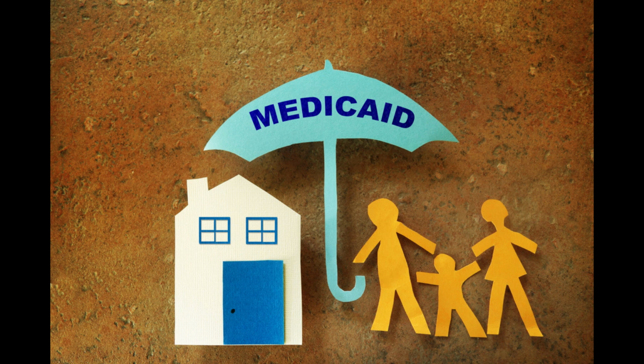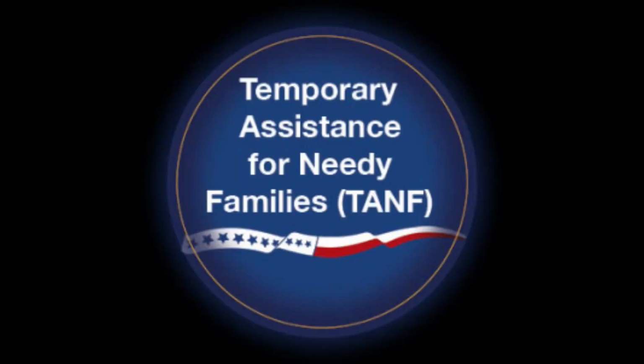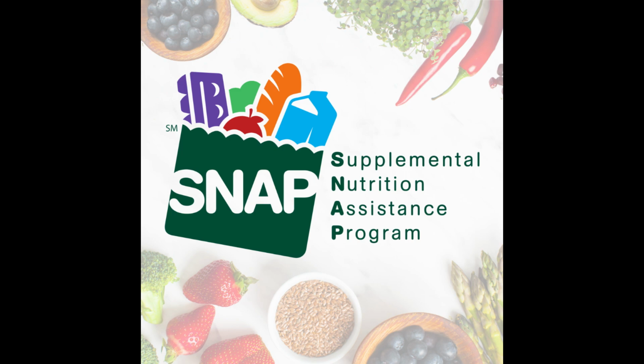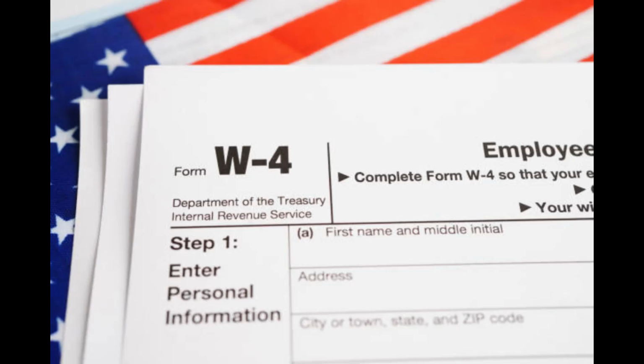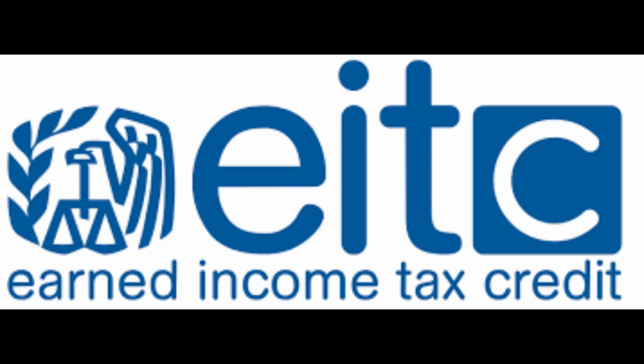In addition to Medicaid, other means-tested programs exist, such as the Temporary Assistance for Needy Families, or TANF program, and the Supplemental Nutrition Assistance, or SNAP program. Finally, means-tested tax expenditures make up the remaining social policy in America. For instance, programs like the Earned Income Tax Credit, EITC, help low-income families save money.